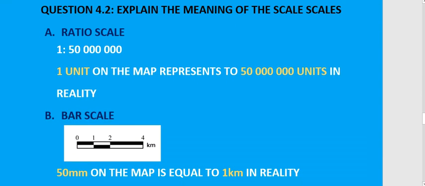All right, how do we then explain the meaning of those scales? How would you explain the meaning of a ratio scale? All right, the number on the left-hand side of the ratio is the map distance, and the number on the right-hand side of your scale represents the real distance. So if we are explaining the meaning of the scale, we would say that 1 unit, and that's the left-hand side, so 1 unit on the map represents or is equal to, in this case, 50 million units in reality. And that would be the meaning of that ratio scale.